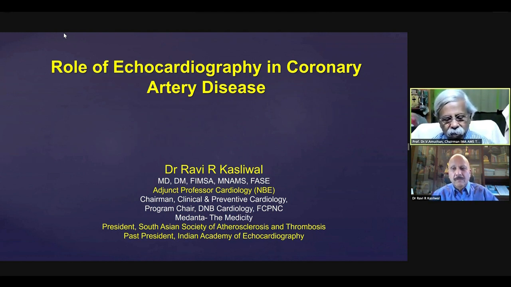He is the chairman, clinical and preventive cardiology, program chair of DNB cardiology, Medanta, the Medicity. And he is the first president of Indian Academy of Echocardiography, and he is the president of South Asian Society of Atherosclerosis and Thrombosis. He has to his credit one book on echocardiography with the same caption, Echocardiography in Coronary Disease. So I now request Professor Dr. Ravi Kasliwal to give his address.